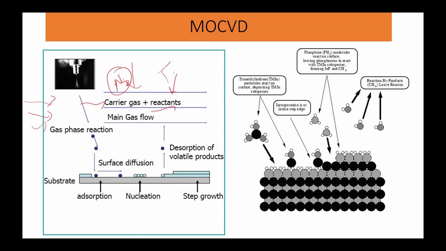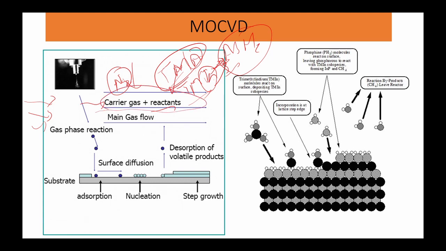TMA or TMIN, TMA and TMIN, and there may be ASH3. This is another material, for arsenic. So arsenic will come from ASH3, and aluminium and indium will come from TMA and TMIN. So there will be a reaction. This is the carrier gas. There is a chamber. In that chamber we send these gases, and this is the substrate.